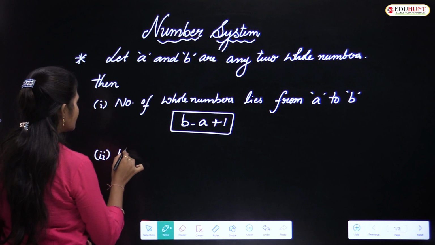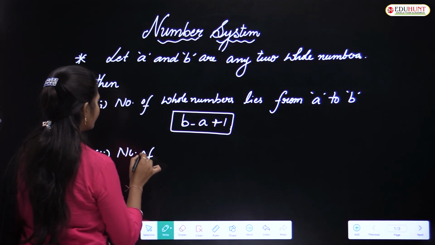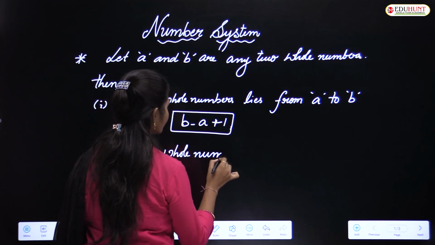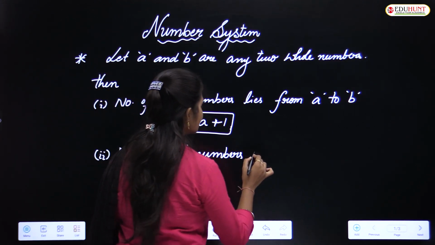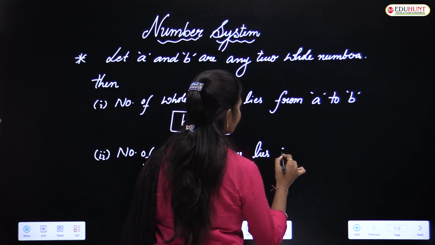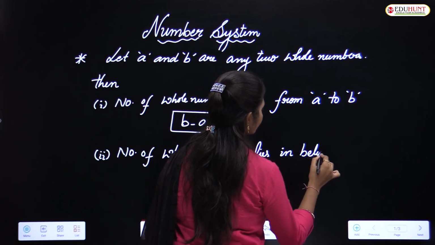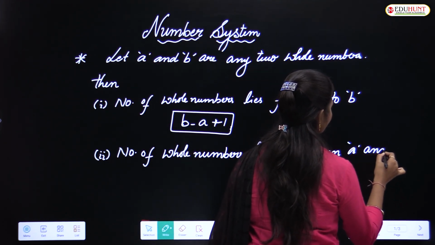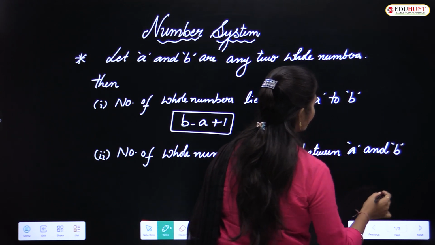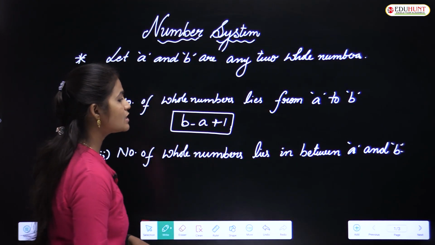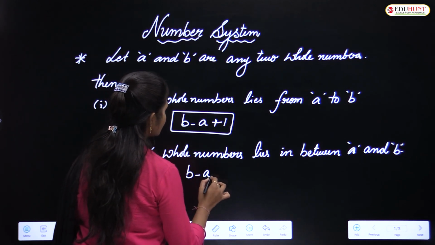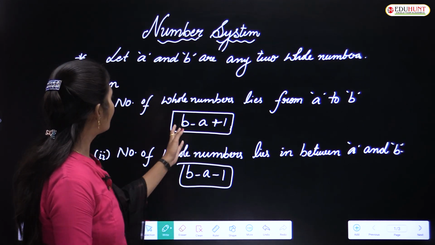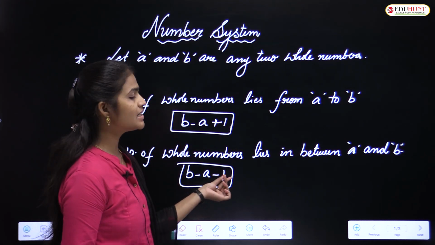Now the second one is the number of whole numbers that lie in between A and B. So here the formula is B minus A minus 1. Okay, here two formulas are there. The first one is B minus A plus 1 and the second is B minus A minus 1.